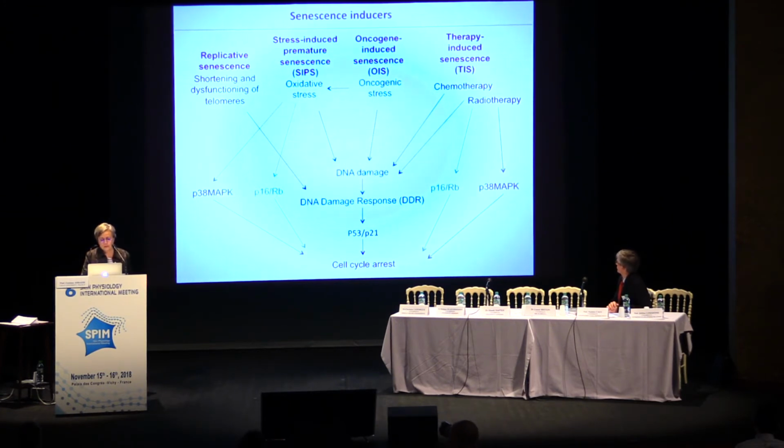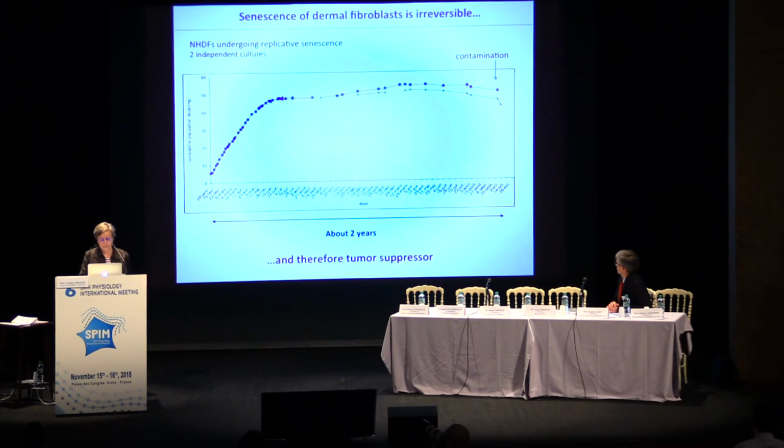Actually, it is known also that the P16/RB pathway is often involved in the cell cycle arrest of senescent cells, as well as the P38 MAP kinase pathway.